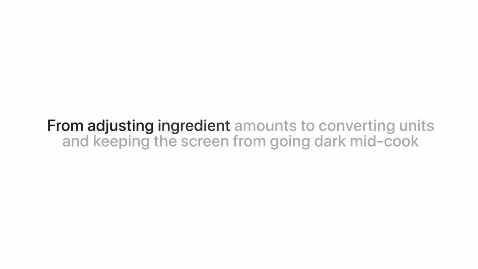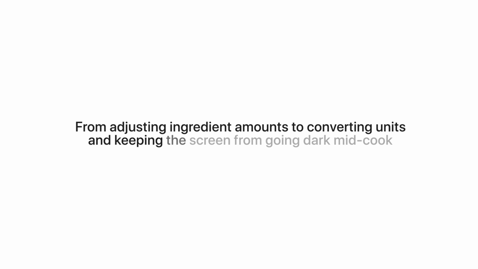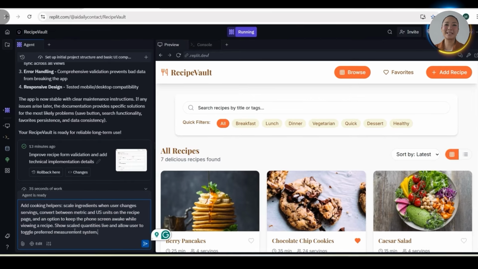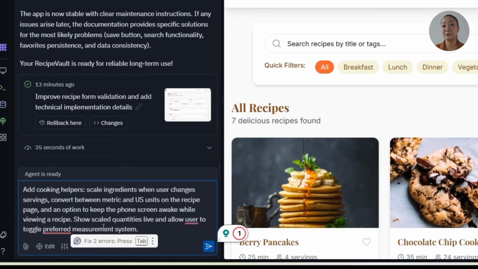Now we're making the recipe experience more practical by adding cooking tools that help you while you're actually in the kitchen. From adjusting ingredient amounts to converting units and keeping the screen from going dark mid-cook, these small touches will make following recipes much smoother. So I'm setting things in motion with this prompt for Replit.